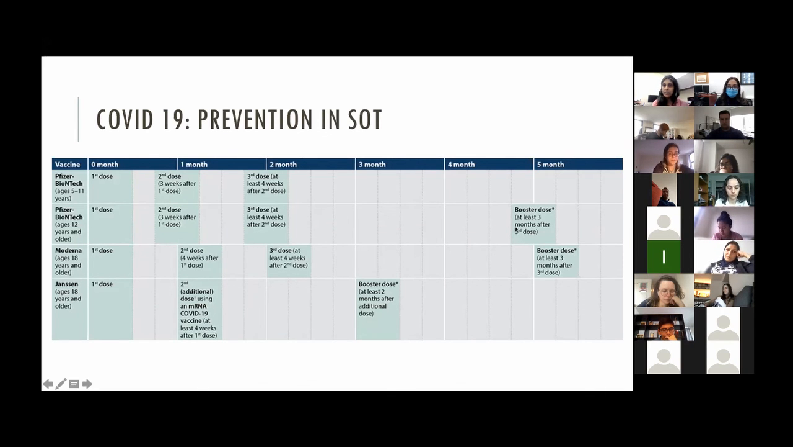And then all transplant patients should get their booster dose at 3 months after their third dose. If they've gotten Johnson & Johnson, the recommendation is to give them a second dose of Johnson & Johnson, and then to get their booster dose 2 months after. And you can mix and match and obviously do an mRNA booster for these patients.